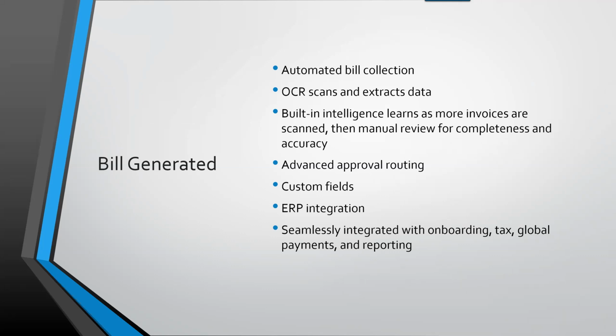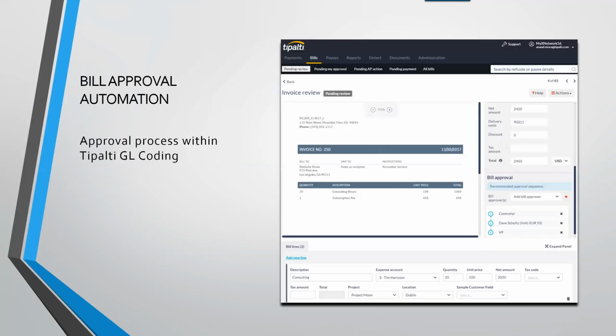So advanced approval routing is also an option. So if you have a bill and it needs to be approved, you've got some options for automation there. And then you can even have some custom fields. I'm going to go ahead and just flip over here and show you that this is an example of the approval process with coding involved.